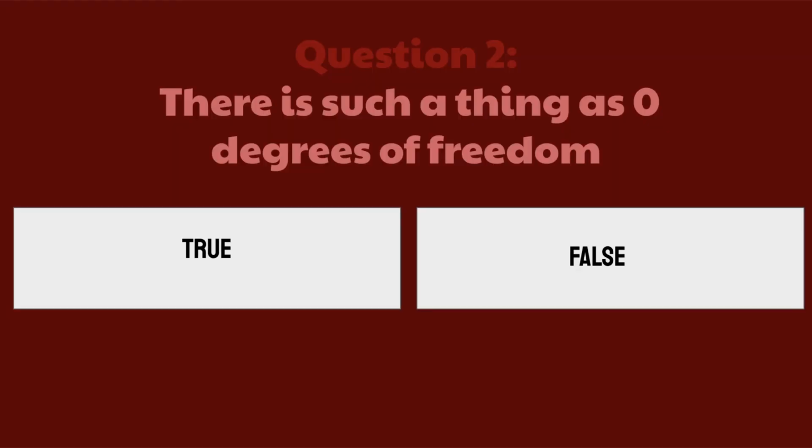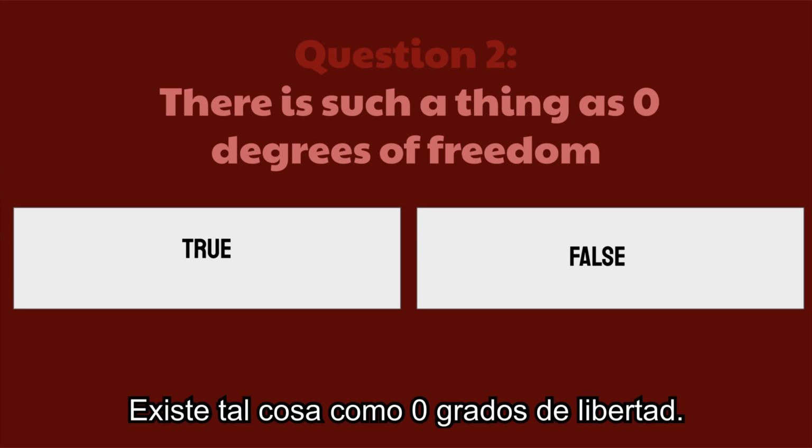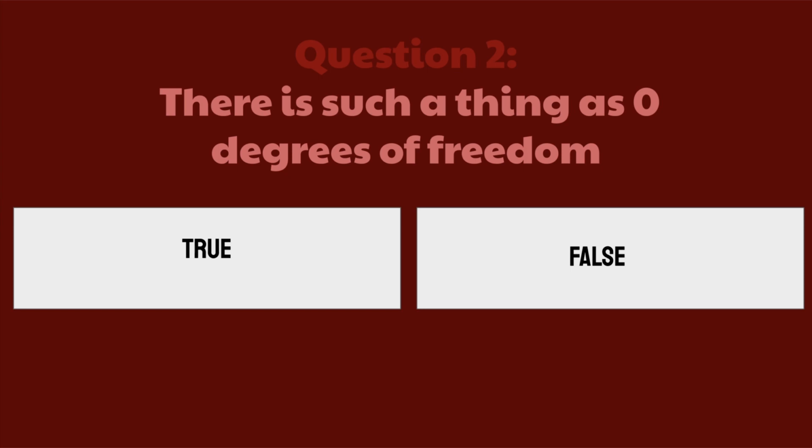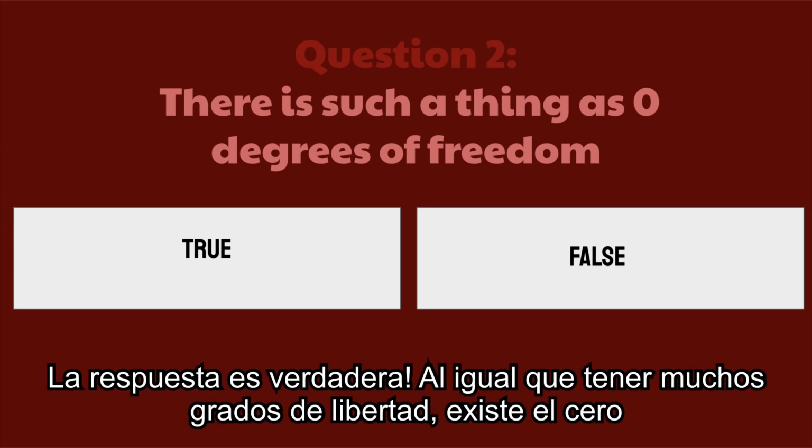Question 2. There is such a thing as 0 degrees of freedom. The answer is true! Just like having many degrees of freedom, there is such a thing as 0 degrees of freedom.